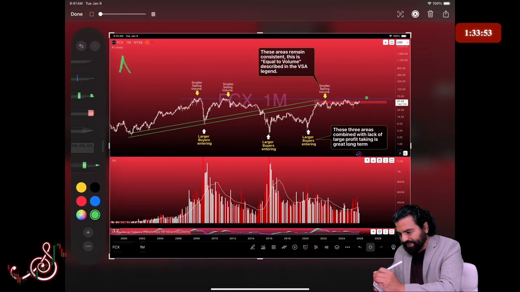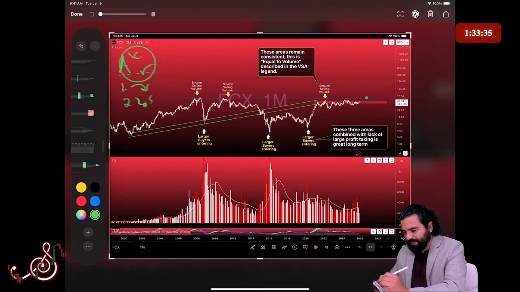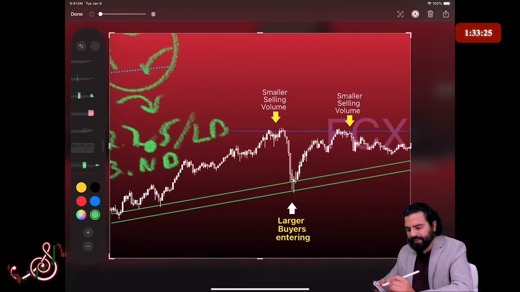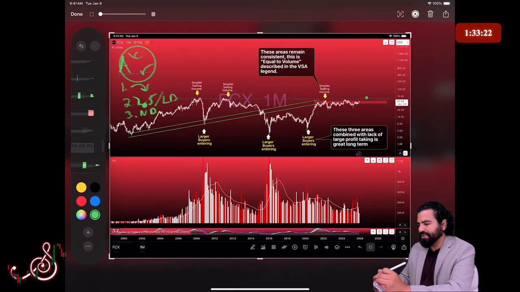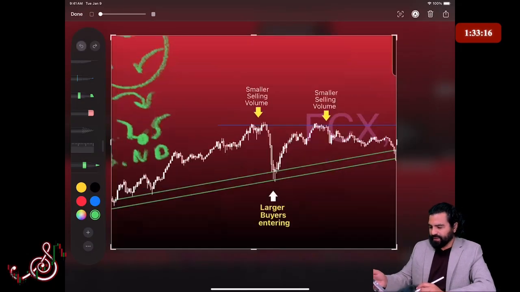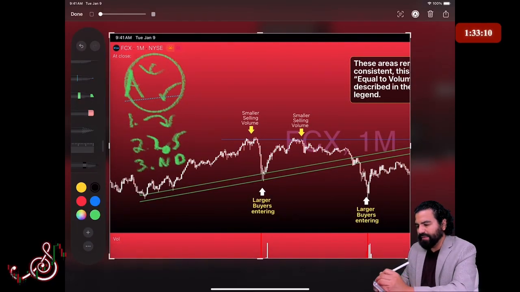Remember, 1 for absorption of supply, successful absorption of supply, and control. For successful, you need to have a decrease in volume. 2, aggregately low volume, and 3, no demand. Okay, so aggregately low volume or low demand, or no demand for number 3. So that's the legend I always give everybody when I'm doing this kind of stuff. And then for a scenario that does not have absorption, that would look like this, without control.